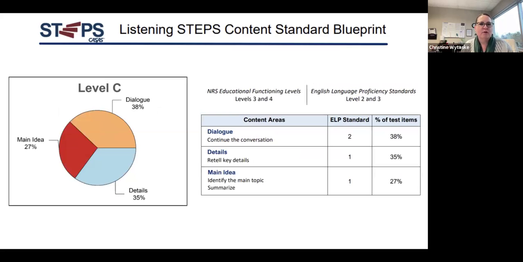And then here's an example of the listening level C test with the same information. And I apologize if it seems like I'm going fast. I do want to get to a bunch of slides here, and just know that this is on the website and it is in the PDF of our slides.